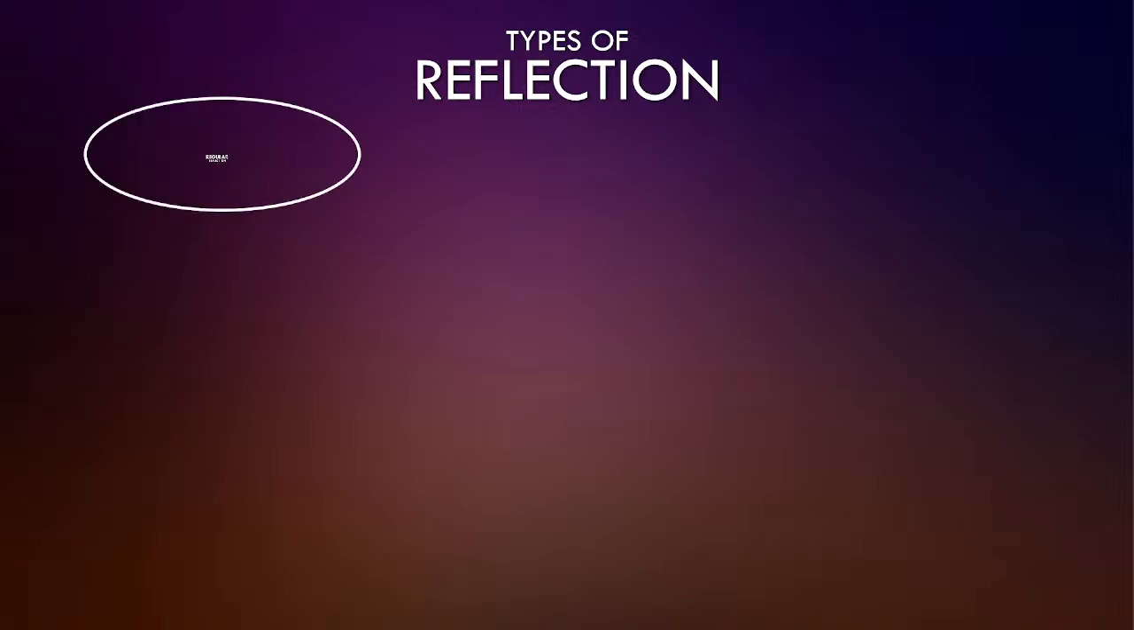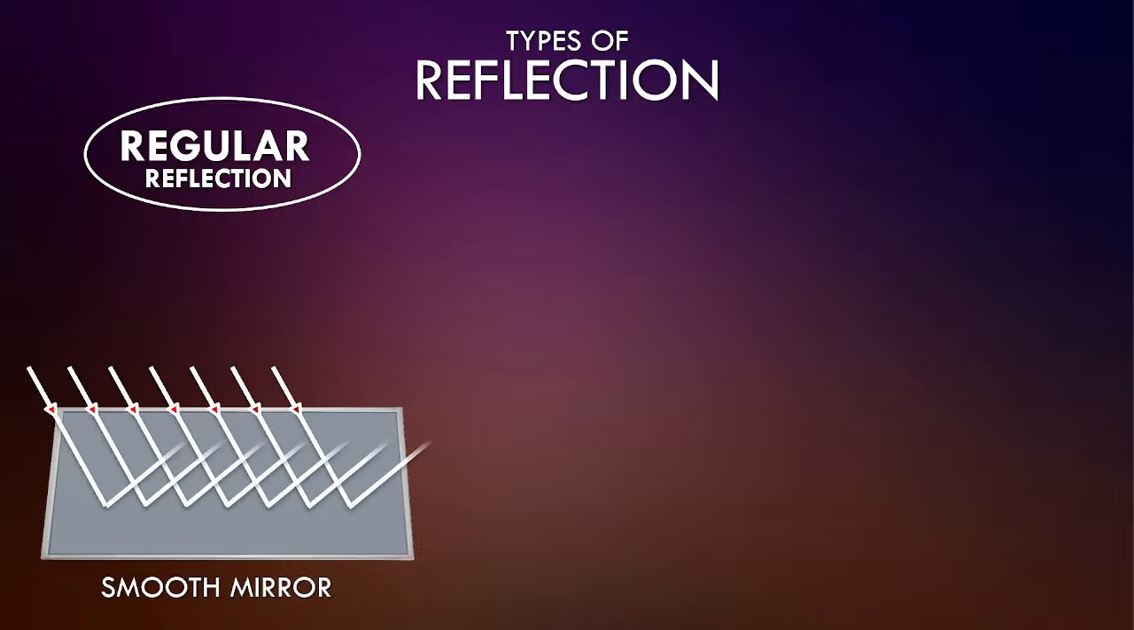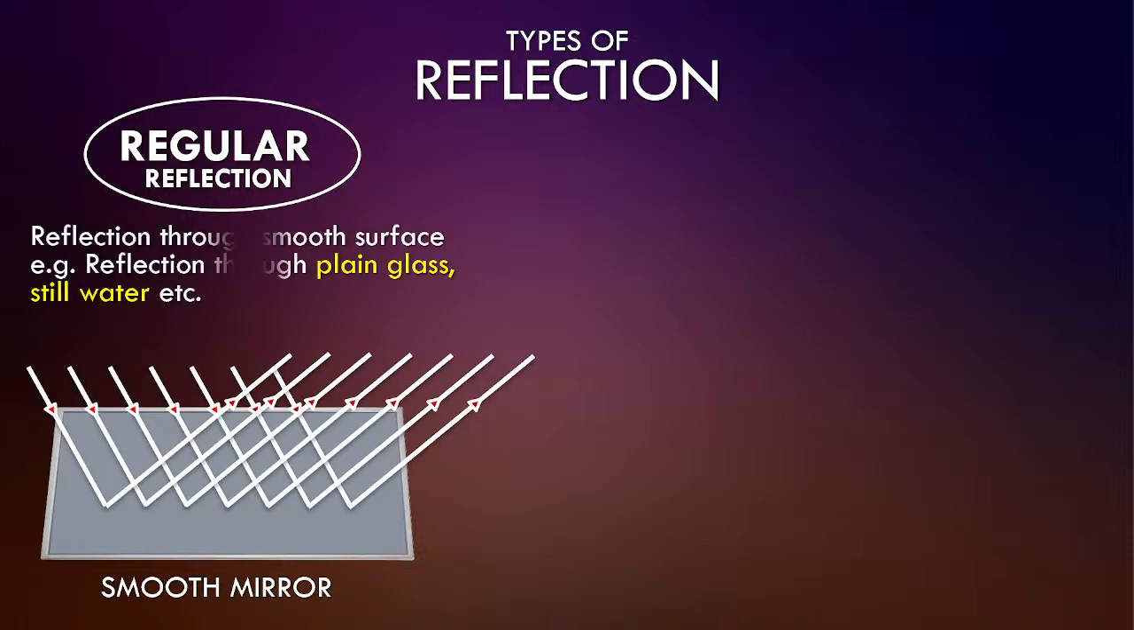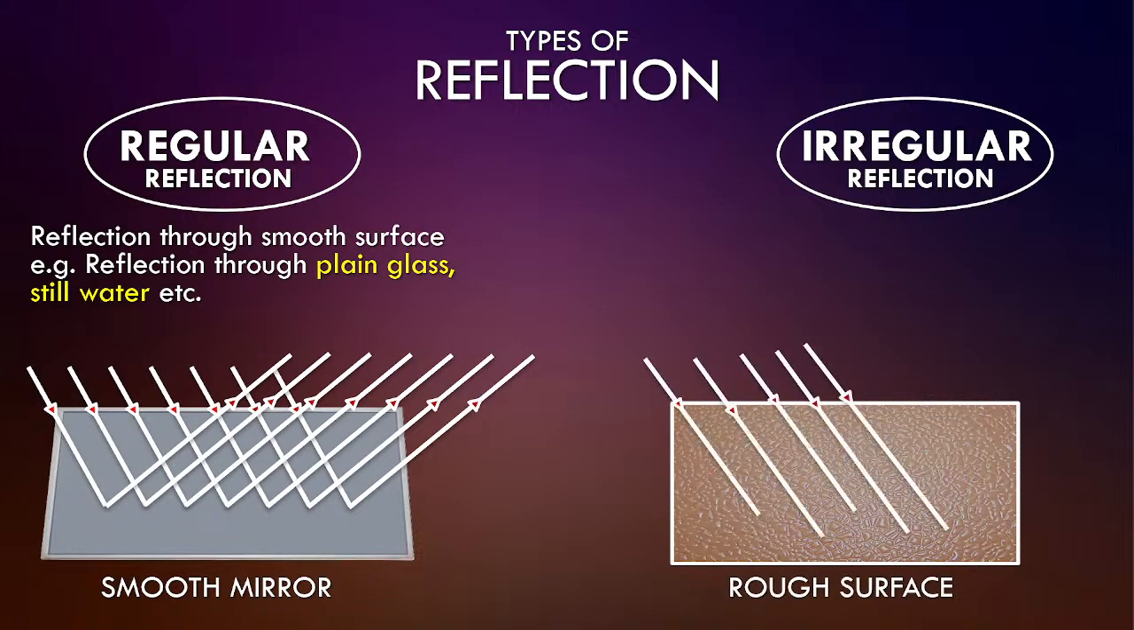So types of reflection: regular reflection, smooth mirror, that is the rays are falling and they get reflected. Second, irregular reflection. This is a rough surface, and when the rays fall, what happens? They get reflected in different directions. That's the reason I cannot see the image properly. So reflection will always take place on the smooth surface. So the examples they have given are plain glass and still water.